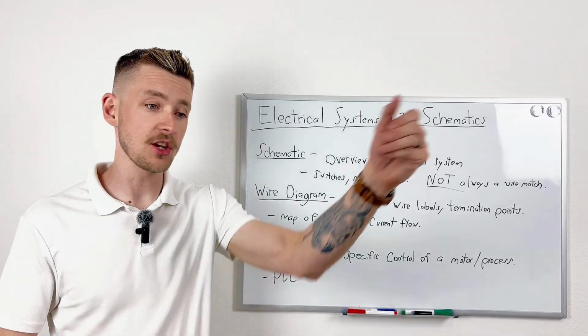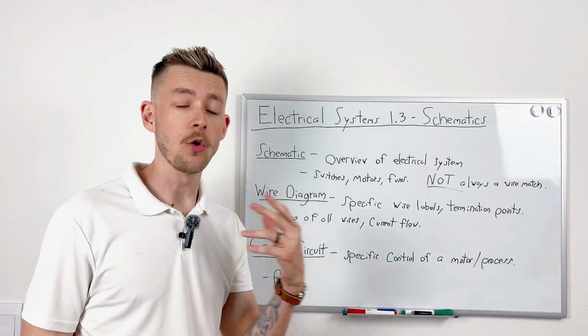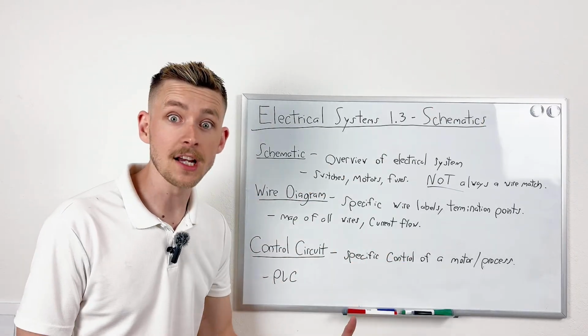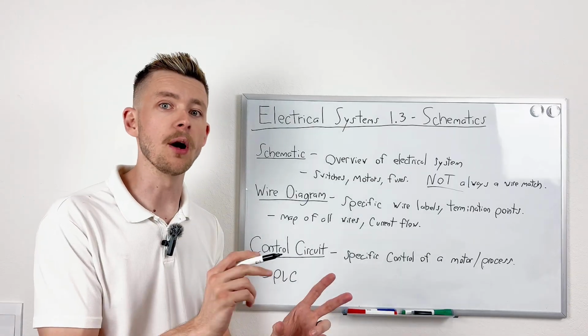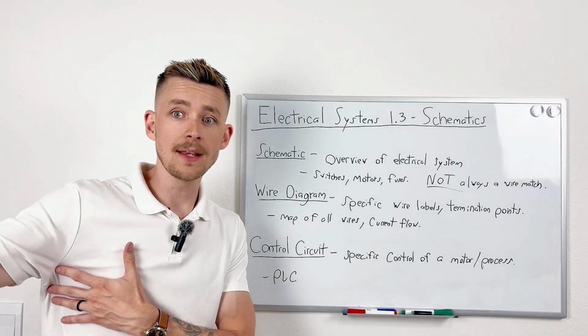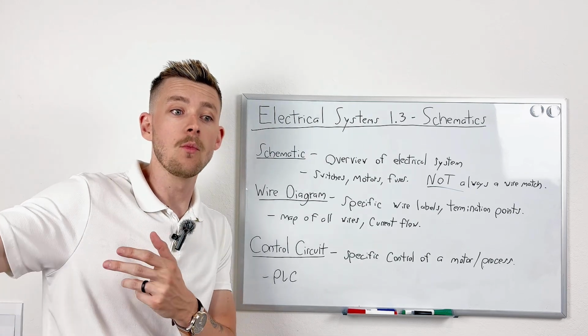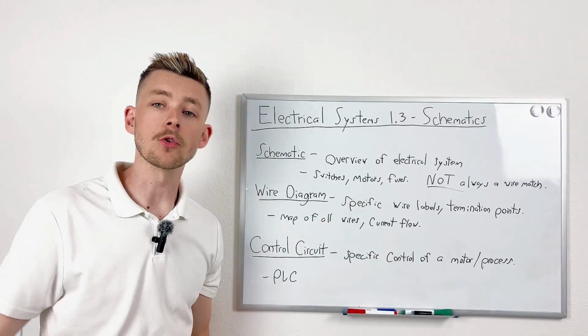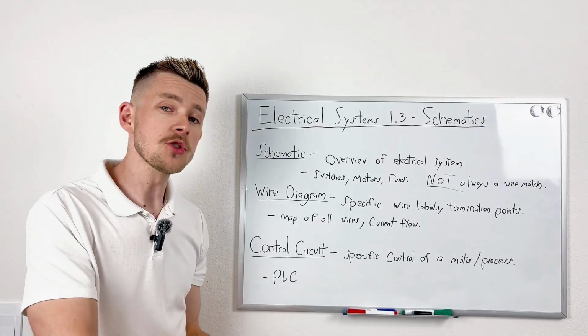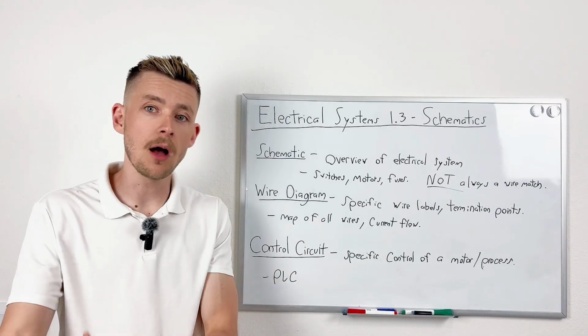So rather than physically touch a button or flip a switch with 480 on it to start that motor, you would touch a 24-volt button that would then actuate a contactor, which would connect the load between your 480s in order to turn that motor on, right? So your control circuit is the controlling mechanism of it.